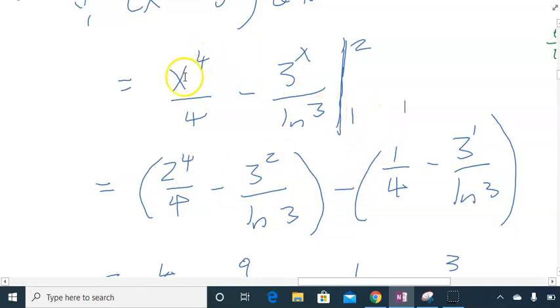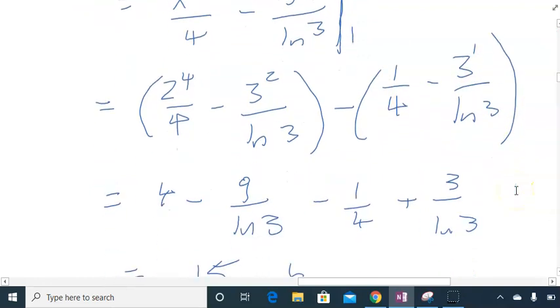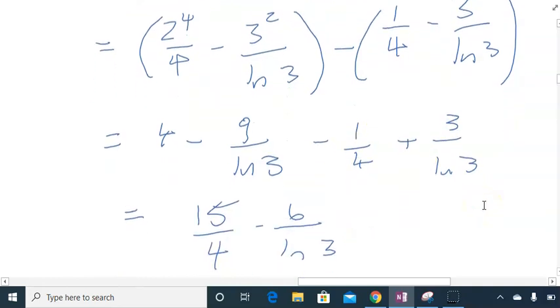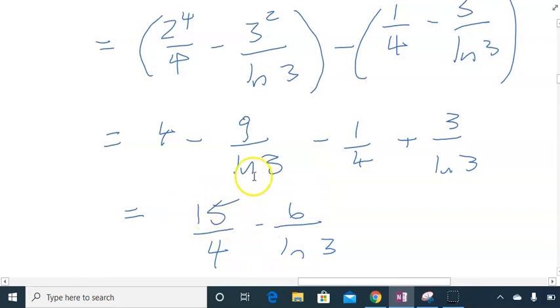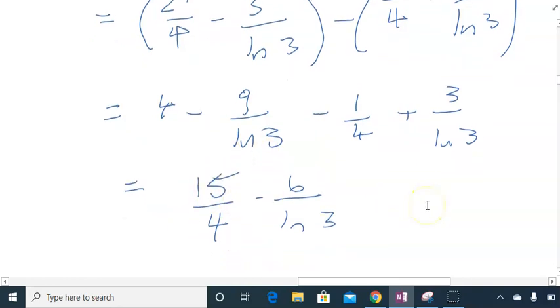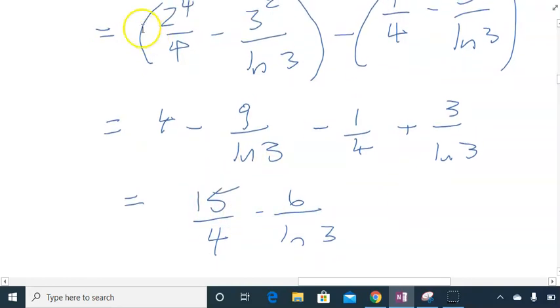When you plug in 1 for x, it's going to be 1 over 4 minus 3 to the 1st power over ln of 3. And then you can just remove your parentheses right here, or distribute the negative through the parentheses, and we have 4 minus 9 over ln of 3 minus 1/4 plus 3 over ln of 3, and that will be equal to, bringing like terms together, 15 over 4 minus 6 over ln of 3, and you're done.